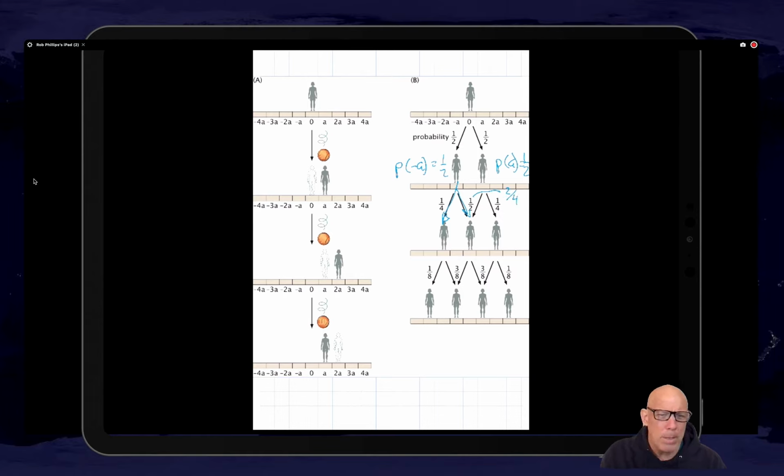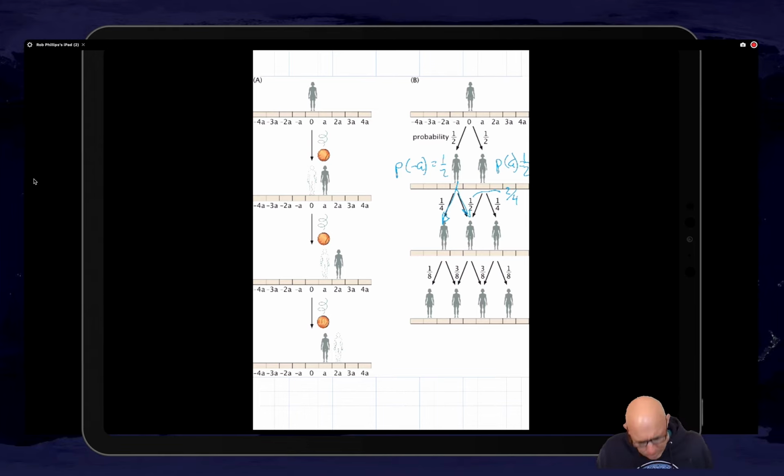So the probability of being at a given position is the number of ways of arriving at that position. So what I want you to notice is that here there are two paths to the origin, this path and that path. There are two ways to get to the origin after two flips. There's only one way to get out to minus 2a. And there's only one way to get out to plus 2a. So there's a statistical weight, and then there's a multiplicity aspect. In other words, how many different ways can a given thing happen?